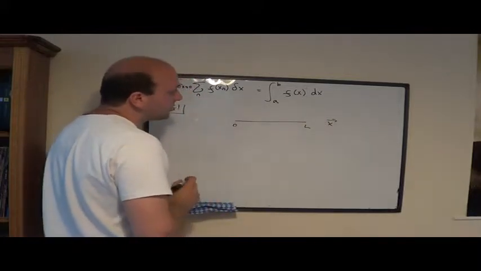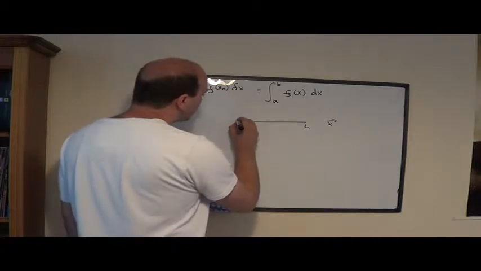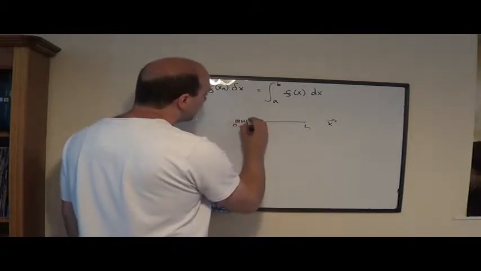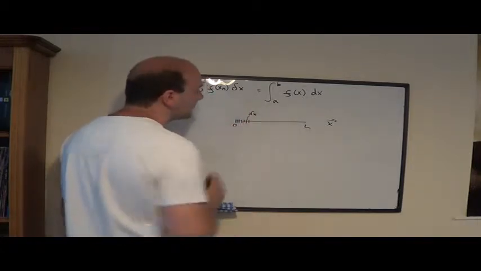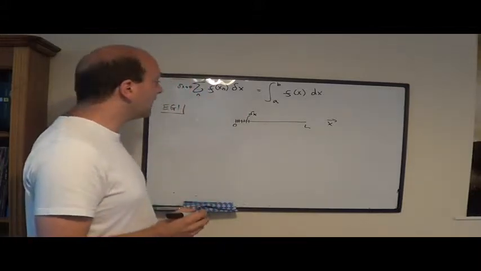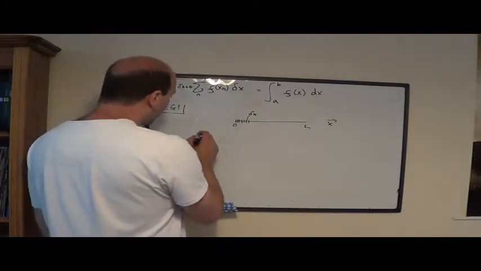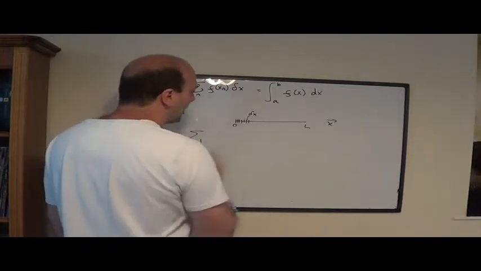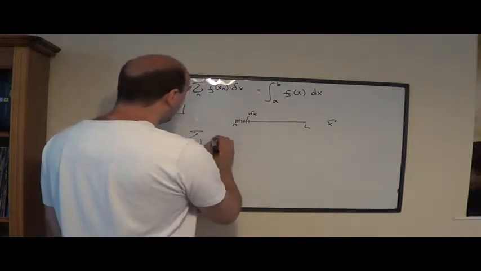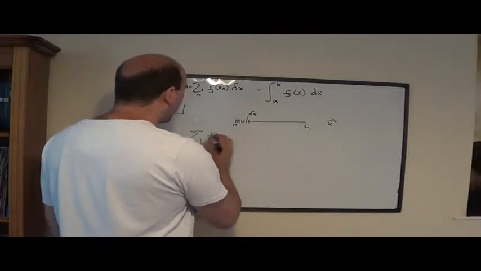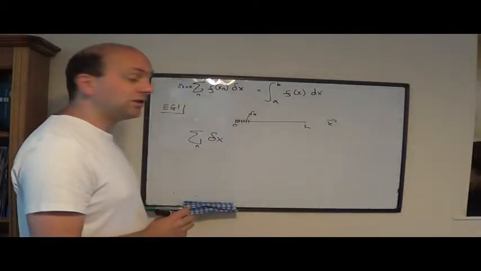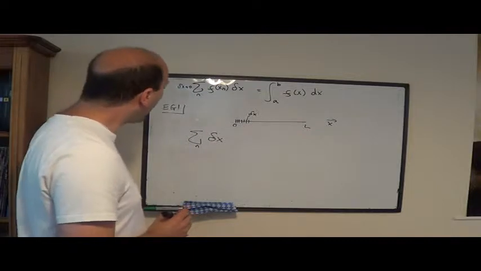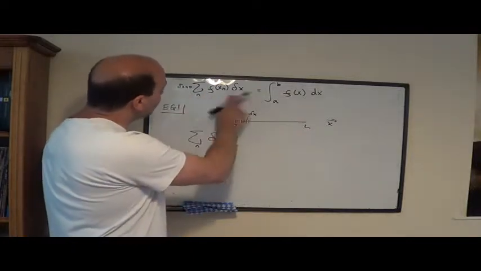So the way I'm going to choose to calculate the length is that I'm going to divide this up into tiny little pieces, each of length delta x, and then I'm going to add up the length of those pieces. So what I want to do is I want to do the sum over all of the n bits that I've cut it up into, each of length delta x, and that'll give me the total length. So this is an example of this left-hand side.